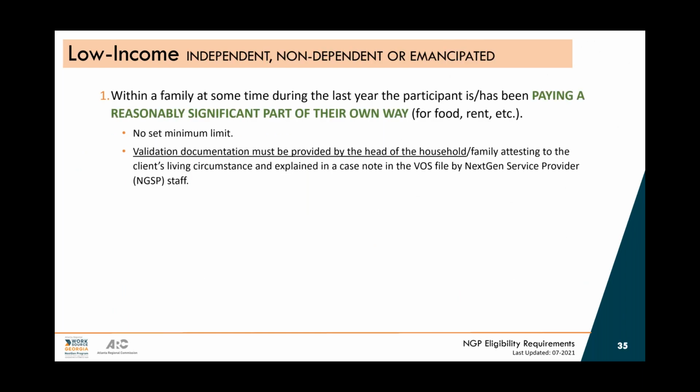And this just details out some of the definitions to determine if someone's independent, non-dependent, or emancipated. So within a family, at some time during the last year, the participant is paying a reasonable, significant part of their own way. There's no set minimum limit. And we do have that head of household form that can be used. That's going to be the best way to prove it, because the head of the household is the one saying that this person lives with me, but I don't support them fully. Or this person lives with me and they don't pay rent, but they pay for everything else, like their own food and transportation and everything else that they need. And the only thing I give them is the rent.